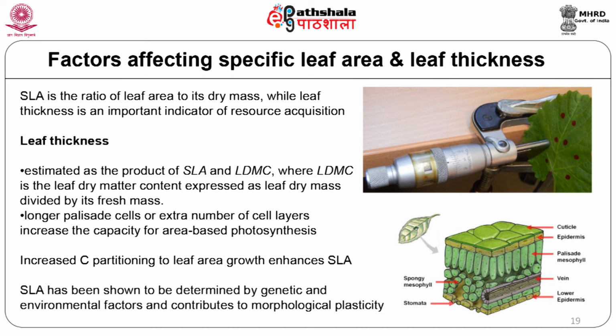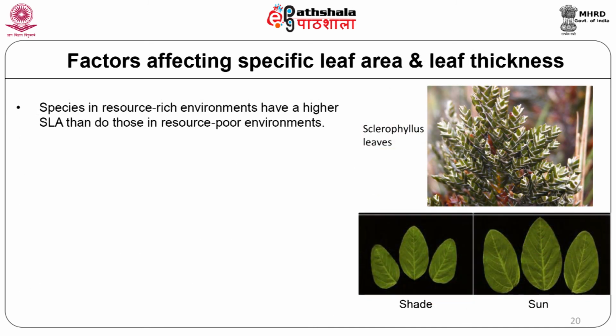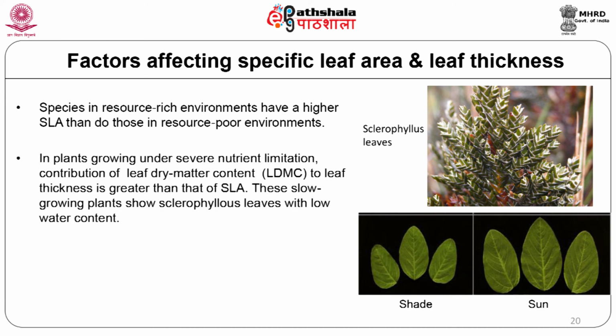SLA has been shown to be determined by genetic and environmental factors and contributes to morphological plasticity. Species in permanently or temporarily resource rich environments, like the deserts during the rainy season, have a higher SLA than do those in resource poor environments. Hence, in temperate herbaceous plants or plants growing under severe nutrient limitation, the contribution of leaf dry matter content or LDMC to leaf thickness is greater than that of SLA. These slow growing plants show sclerophyllous leaves with low water content.